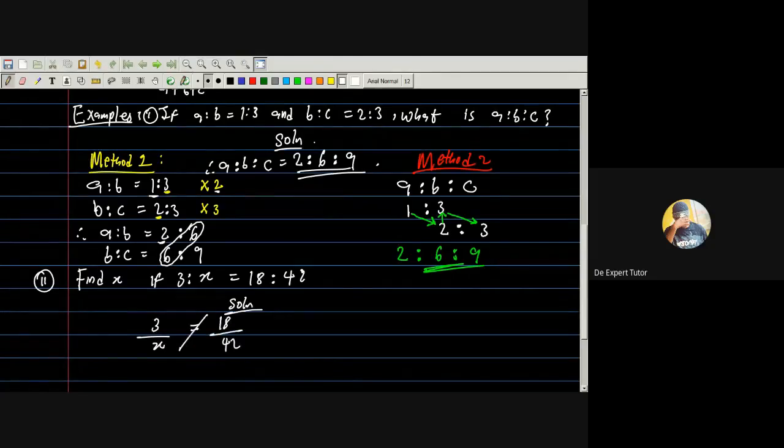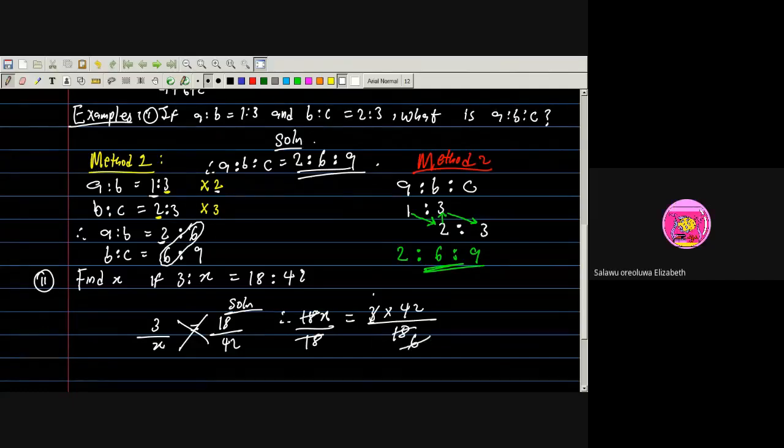From here, I will cross multiply. Therefore, I'll have 18 times x, 18x, equal to 3 times 42. I'm looking for x, so I will divide both sides by 18. This cancels this. 3 here gives me 1, 3 in 18 gives me 6, then 6 here gives 1, and 6 in 42 is 7. Therefore, my x is equal to 7. Simple question. So that's to remind you of that idea.